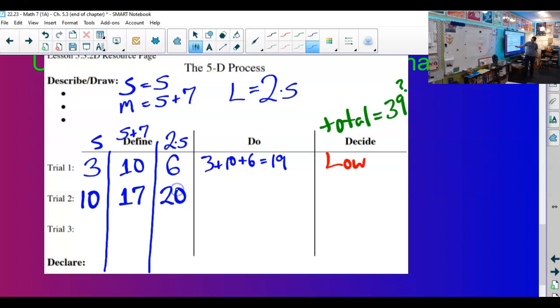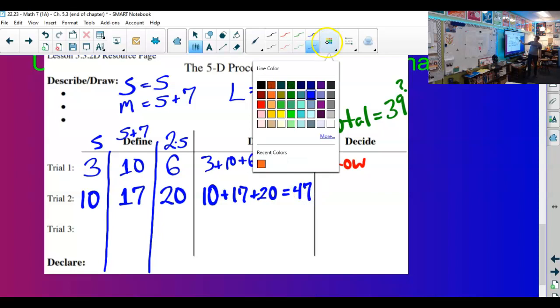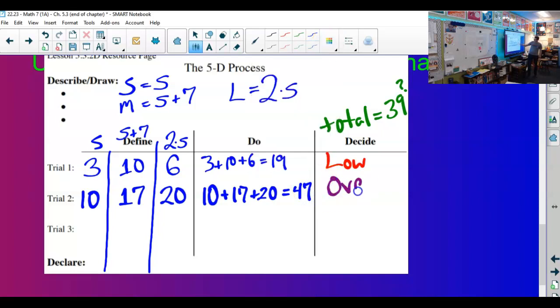What's the longest side? Uh-oh, we may have overshot it. 10 plus 17 plus 20, that's 30, 40, 47. Ooh, now we're too high. We're over. So since we're over now, what do we do with our guess? Decrease it, bring it back a little. Do you want to do like 8 or 7? A lot of people are saying 7.